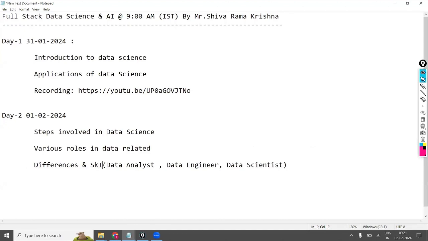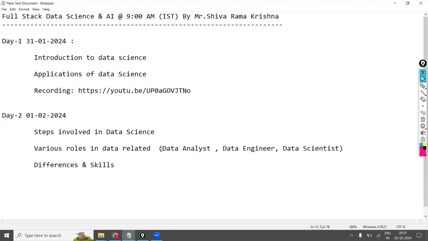Differences means their work is different, the skills required are different, and it is completely different. These three are not the same. If everything were the same, then the other two would not be there. If data analyst and data scientist were both the same, then in the market only the data scientist role would be there, and the data analyst role would not be there. So none of them is the same.